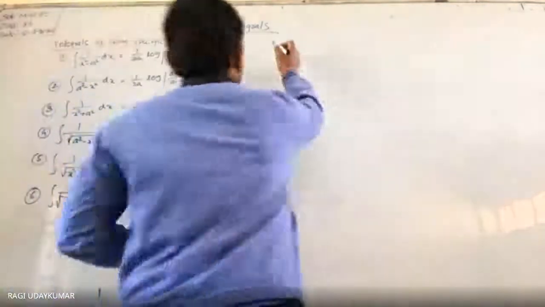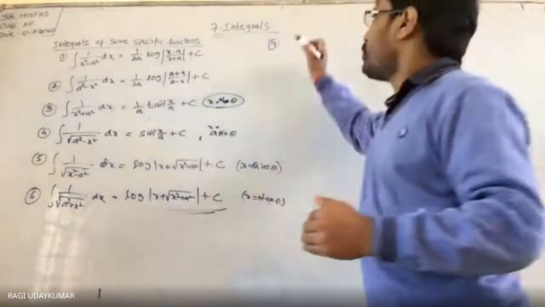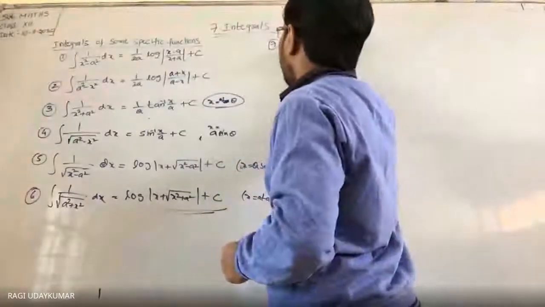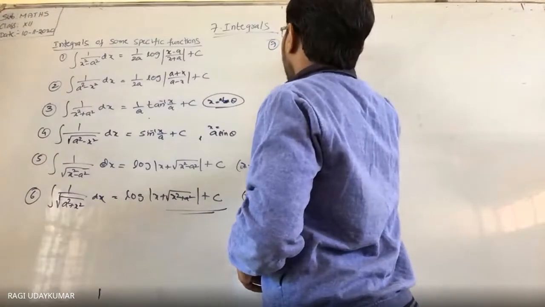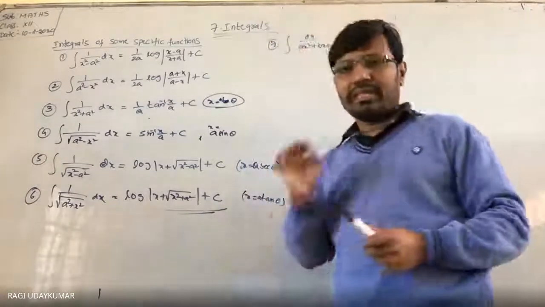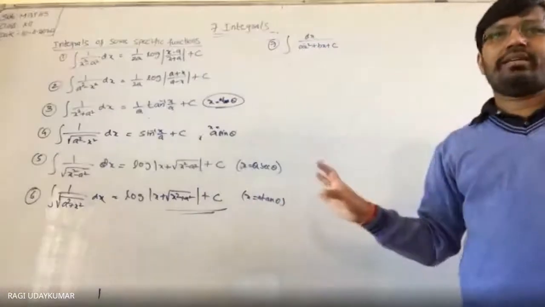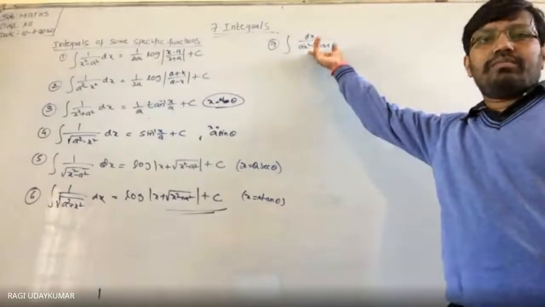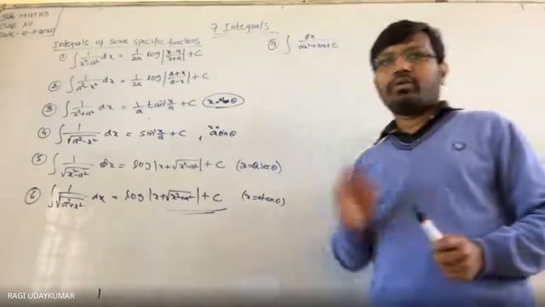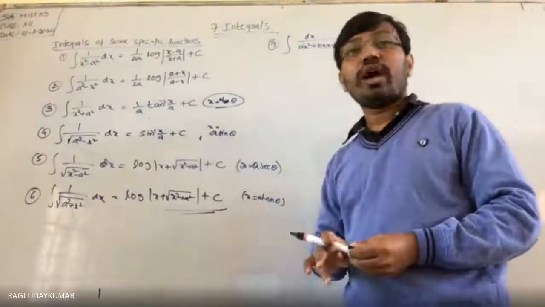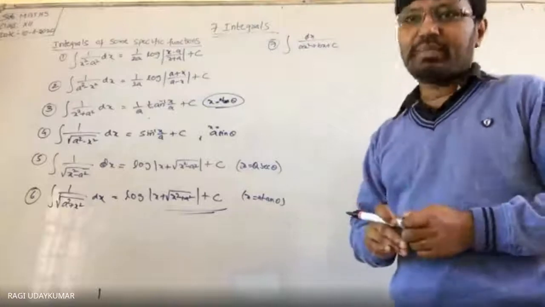The next, seventh model of the problem: if the question is given to you in any way like this, integration of dx by ax square plus bx plus c. This exercise is a very lengthy exercise. Problems are lengthy but all are easy. This is in the form of a quadratic expression, and you have to write it using the completing square method.